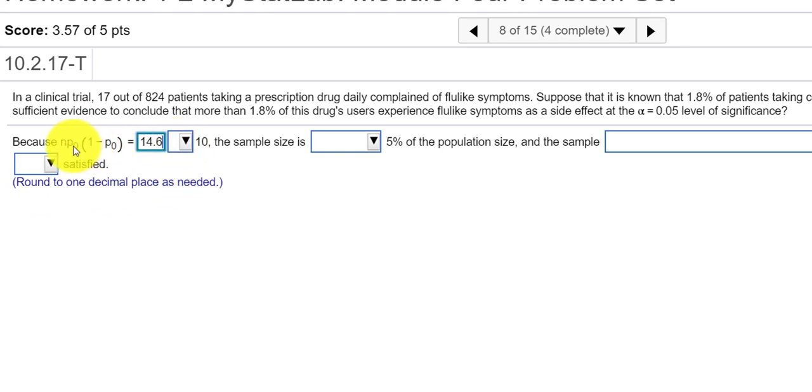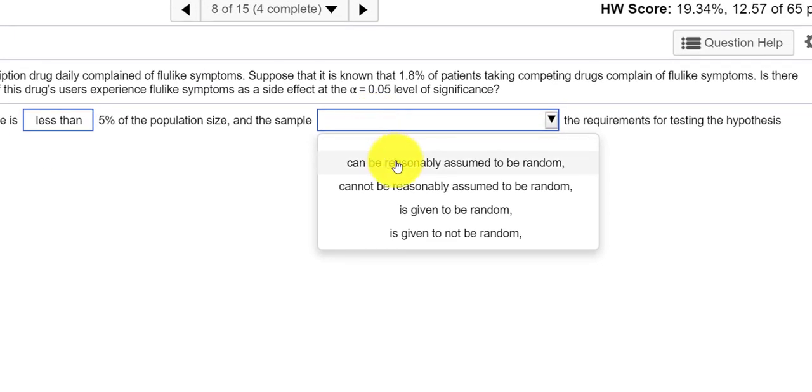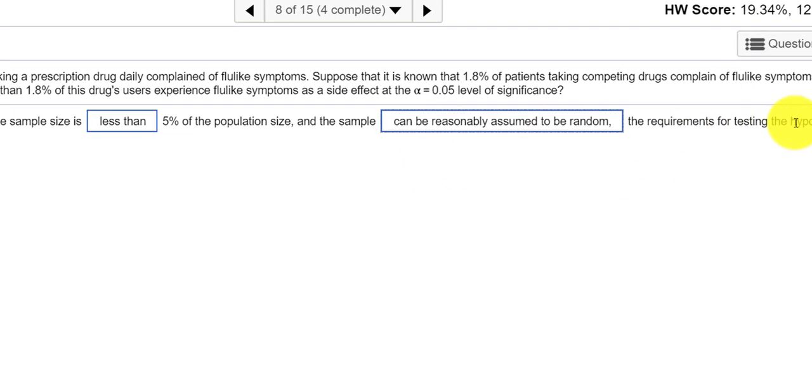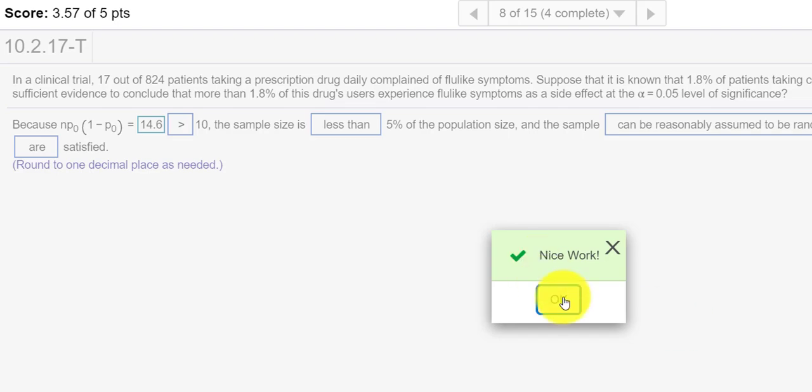Okay, so it says because this is greater than 10, and I assume the sample size is going to be less than 5% of the population size. Think how big the population would be. Pretty large, right? We're only looking at 824 people, so that's going to be less than 5% of the population. And the sample can reasonably be assumed to be random, since we're randomly taking these patients. The requirements for testing the hypothesis are satisfied. Basically, because these conditions are met, we are allowed to proceed with the question.